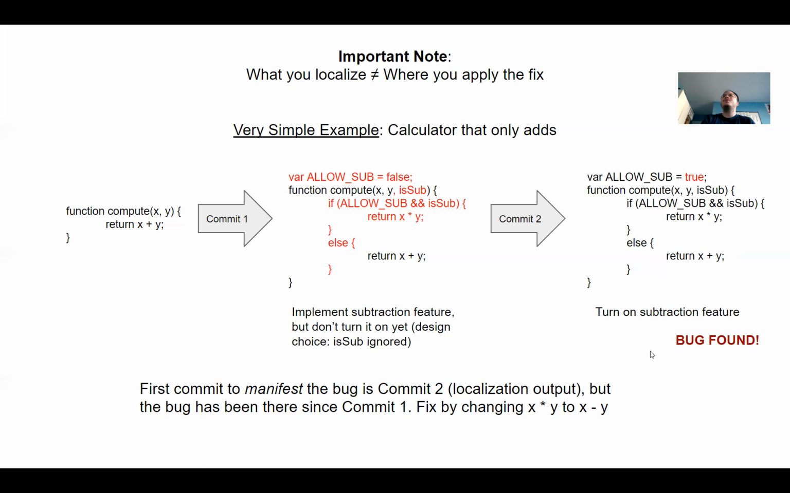The reason I wanted to highlight this is because it clearly shows that wherever the bug is manifested, which in this case is commit 2, where the bug is first observed, it's not necessarily where the fix is applied, right? Because imagine if you're assuming that this is where the fix should be, all you would have to do is set this one to false, which doesn't make any sense. You're just turning off the feature. In this case, the first commit to manifest the bug is commit 2, as I just mentioned. So that's the localization output. But the bug has actually been there since commit 1. So the actual fix that you want to apply is something that was written down in commit 1 itself, as opposed to commit 2.